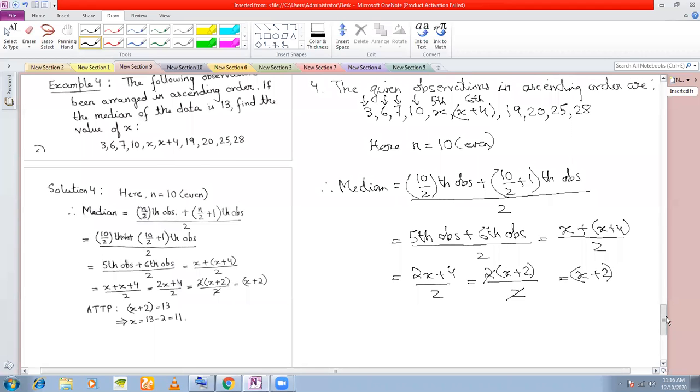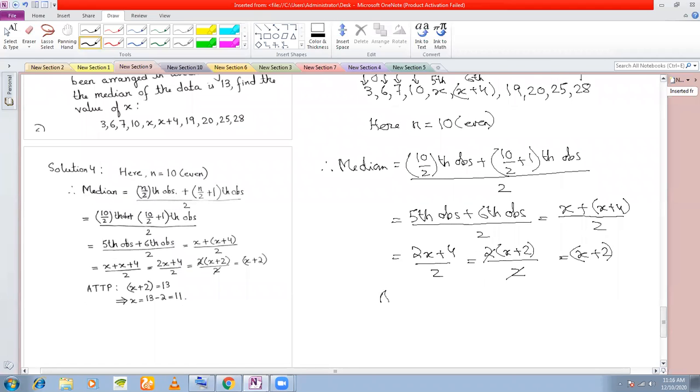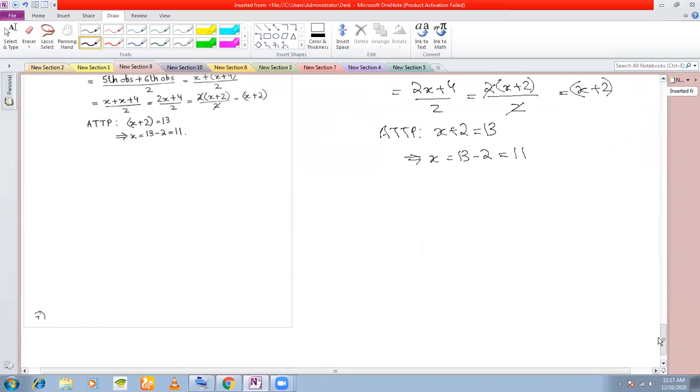Now how much is the median given? The median is given to be 13. So according to this problem, x plus 2 must be equal to 13. Therefore x is equal to 13 minus 2, which is 11. That's it. So this is how you do problems on mean and median.